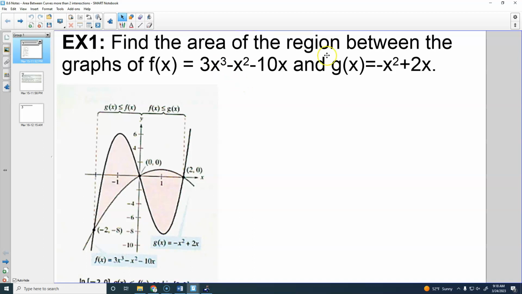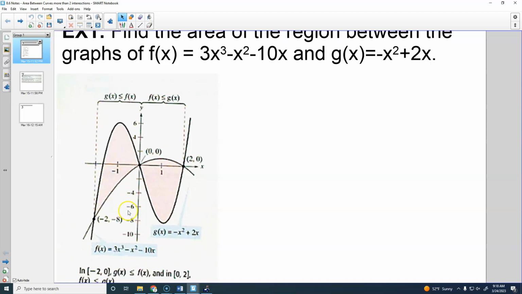All right, so area of the region between this cubic and this quadratic. Very similar to what we did for the warm-up, right? They give you this picture right here that shows you your intersection points. It also is going to make it pretty clear which function is on top. This function here is going to be your cubic because it has 2 turning points. This one is your quadratic.